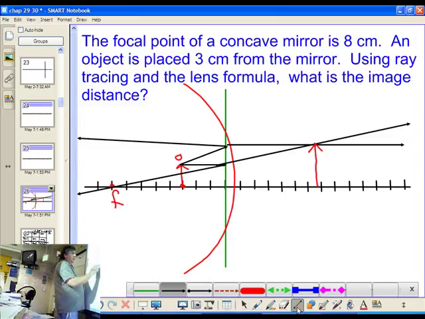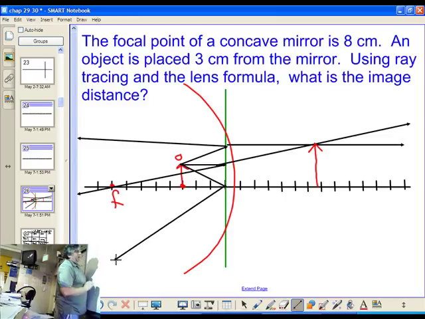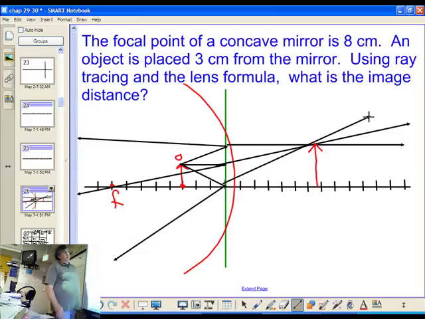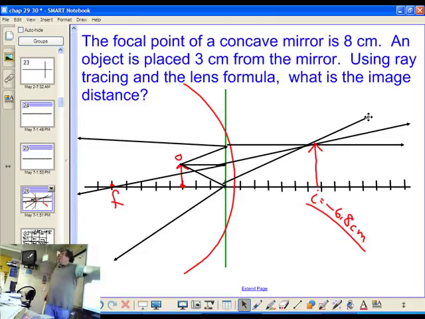My third line there is always the law of angle in equals angle out. So it's kind of like we backtrack, something like that. But I got an image distance of 1, 2, 3, 4, 5, 6, about I is negative 6.8 centimeters by drawing. I have to admit, when I do this kind on the board, I have a harder time, because unlike you who have a nice straight edge, I have a hard time always getting the right distances here.